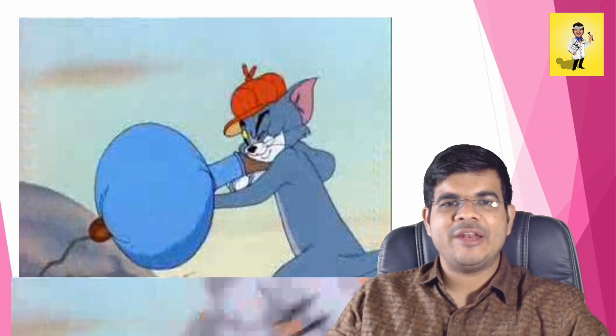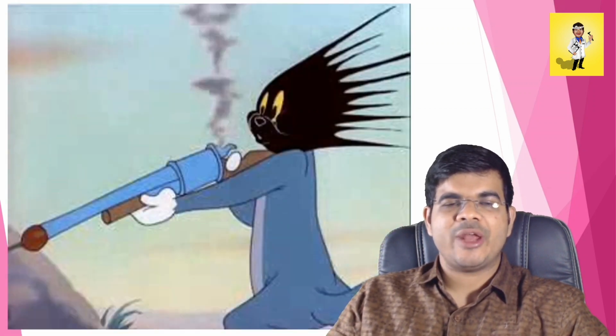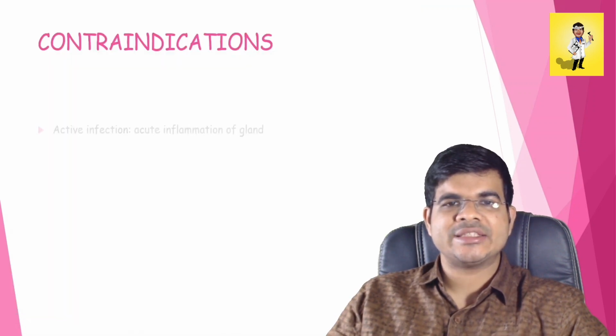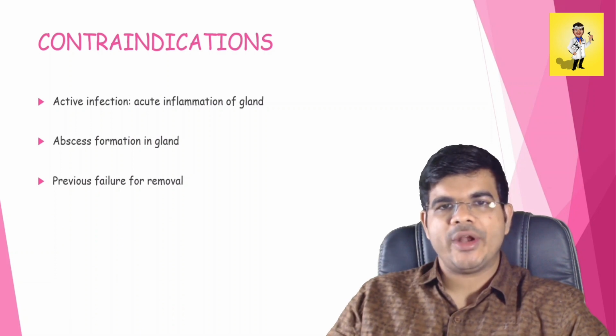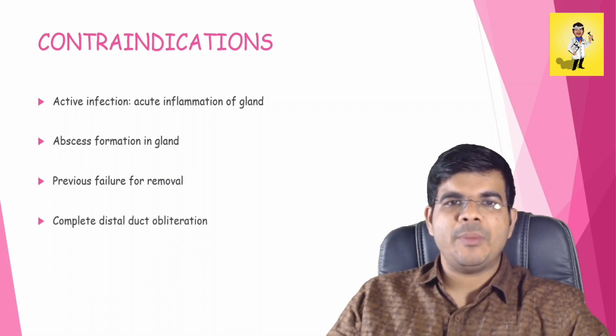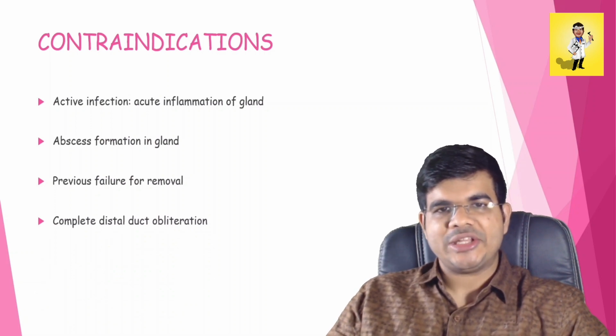Now, what are the contraindications for the procedure? What happens when the salivary gland ductal system is getting obstructed? It can cause stagnation of secretions, and there could be an acute bacterial infection of the same, and that can result in acute sialadenitis, and because of that even abscess formation can also occur. So these are the contraindications for the procedure, that is acute sialadenitis and abscess formation of the gland. Along with that, a previous failure of removal is also another contraindication that you have to remember. And when there is complete distal ductal obliteration, it will be difficult to negotiate a sialendoscope. So that is another contraindication.